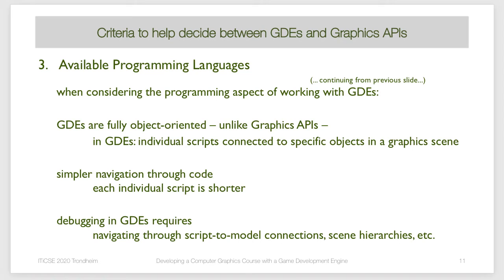But at the same time, as IDEs, they are fully object-oriented, and that is not like the graphics APIs on which they're based. They are fully object-oriented because in GDEs, individual scripts are connected to specific objects in a graphics scene. And that provides a simpler navigation through a project. Each individual script is shorter.